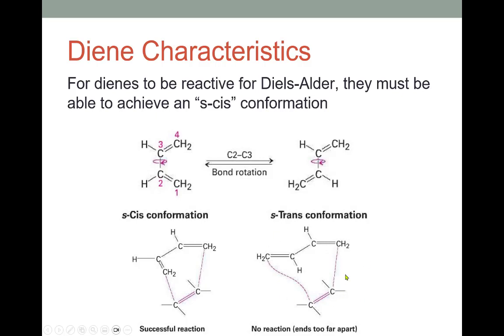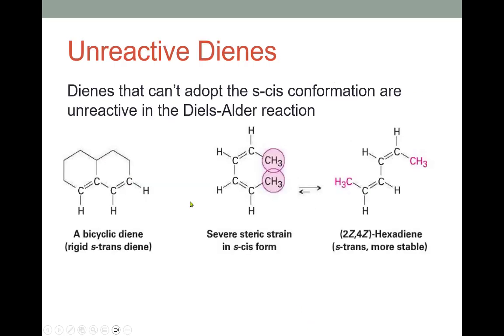If we had a diene in which the molecule was locked into the S-trans configuration, that diene will not react. A couple of ways in which that could happen is if we had some sort of a ring structure that was stabilizing this thing. So here's a case where we have a conjugated diene. By virtue of being locked into these rings, it's stuck in an S-trans configuration. This would not form a Diels-Alder product.